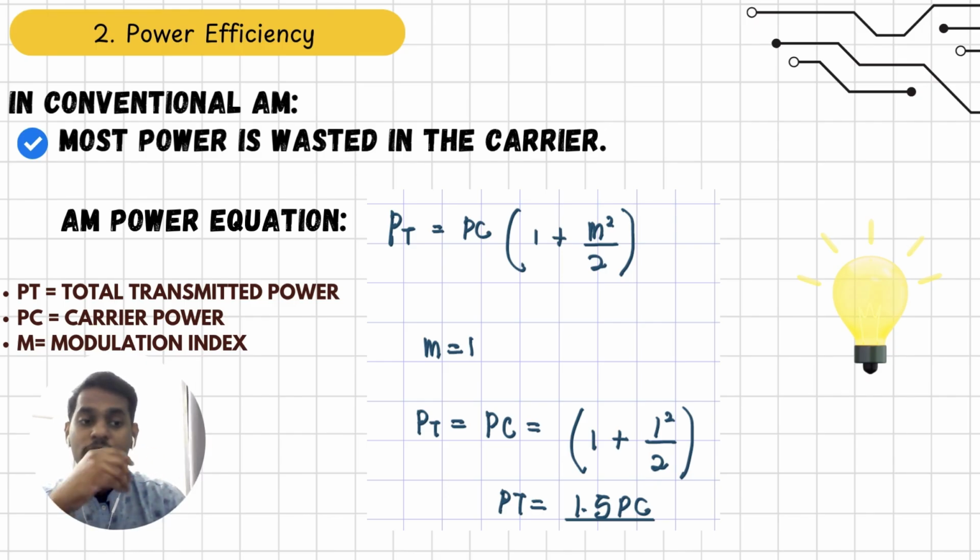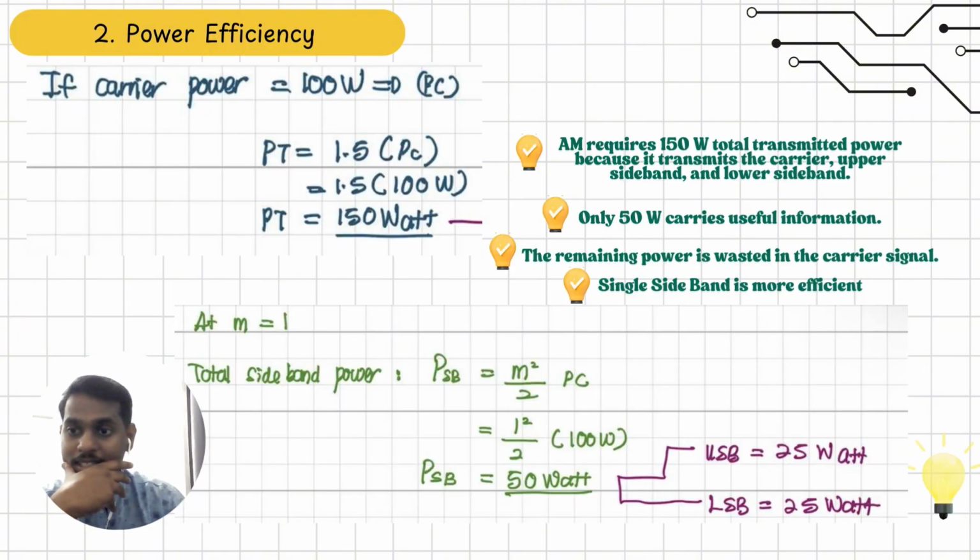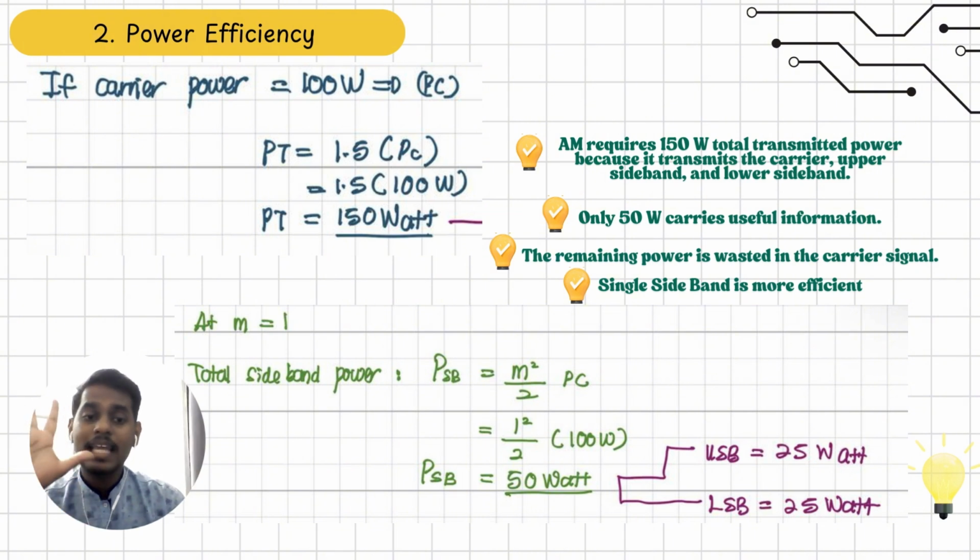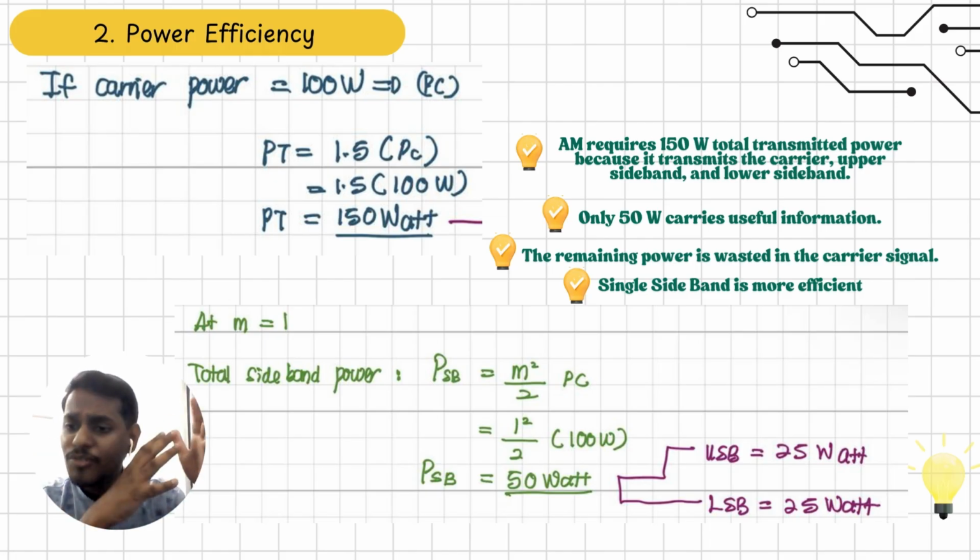All right, next we're going to move to the next slide, which is the power efficiency. Same thing, in this example the carrier power is 100 watts, and the modulation index is 100% from the question. From the previous slide we learned the total transmitted power in AM, so we substitute into this formula and get 150 watts. This means the transmitter must produce 150 watts of total power. I want to explain where this 150 watts goes.